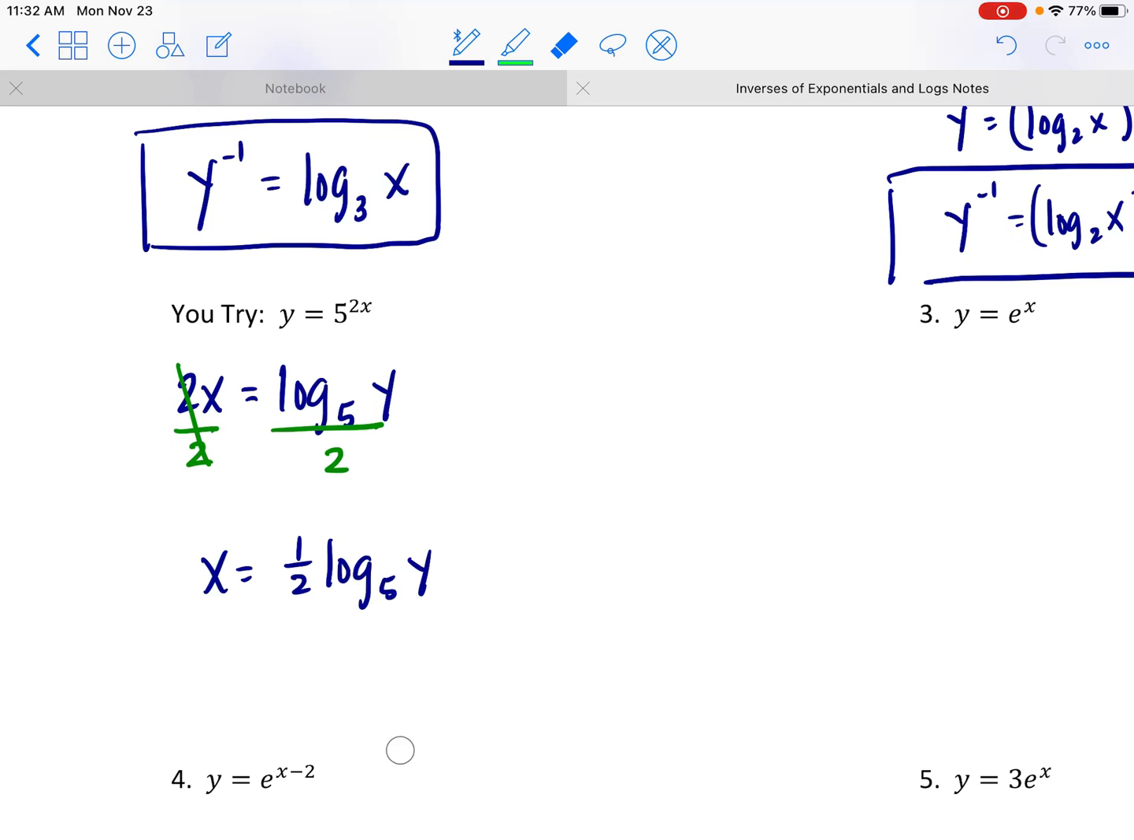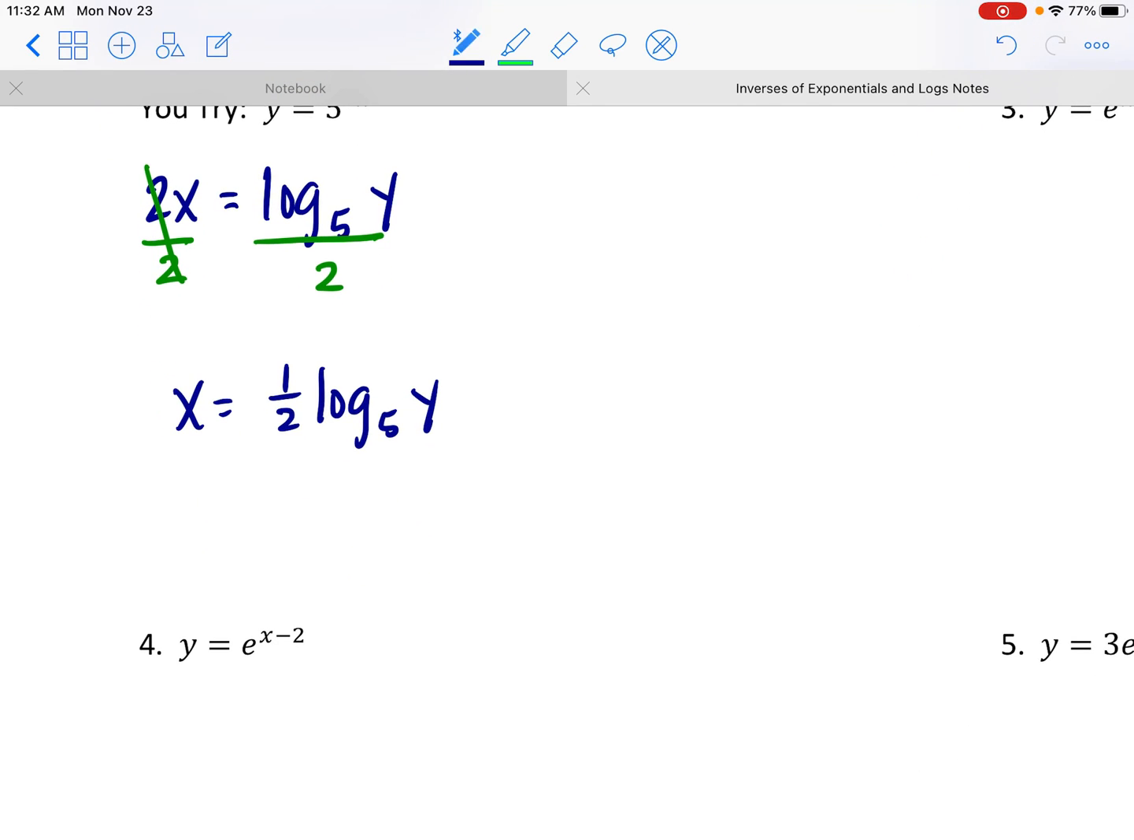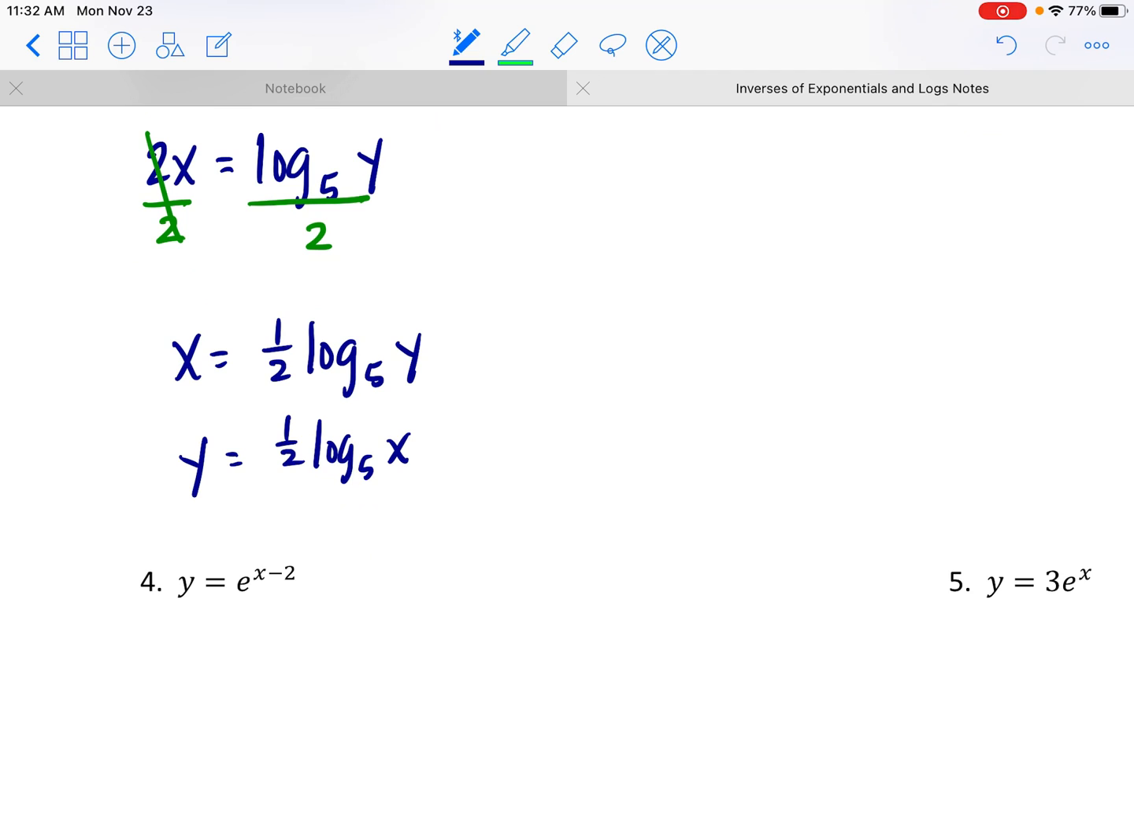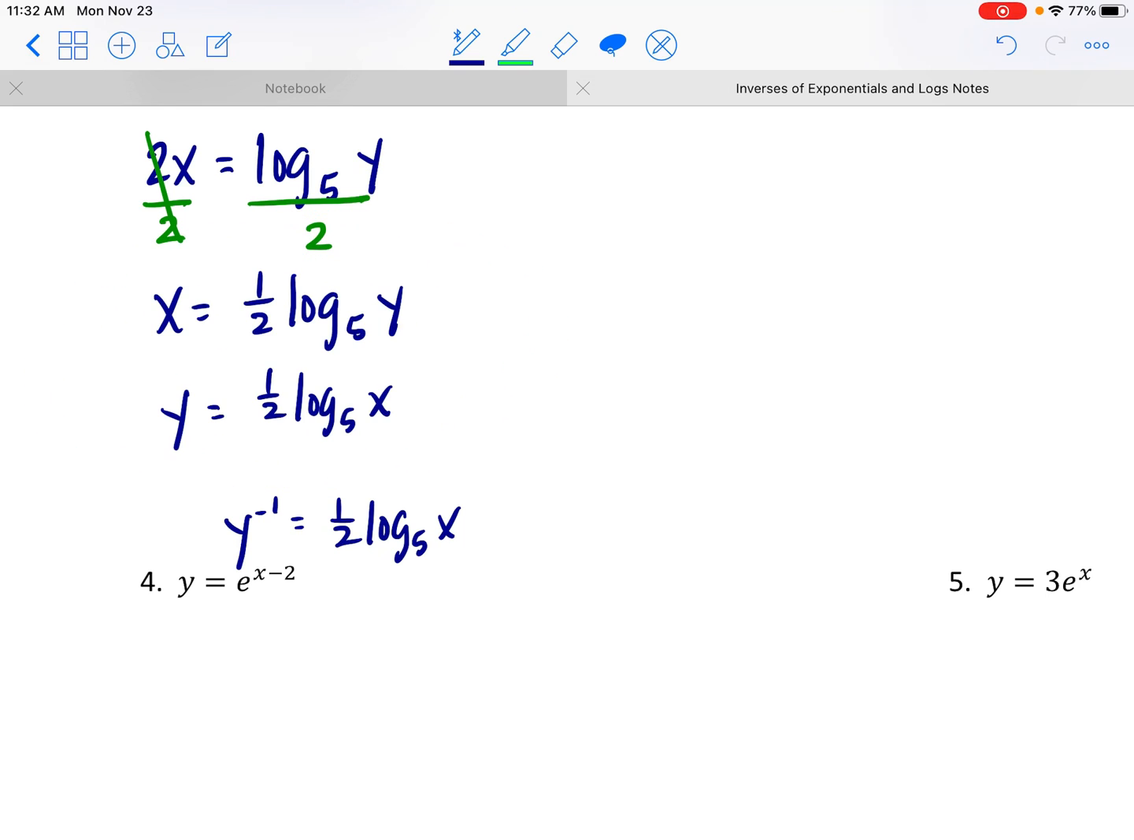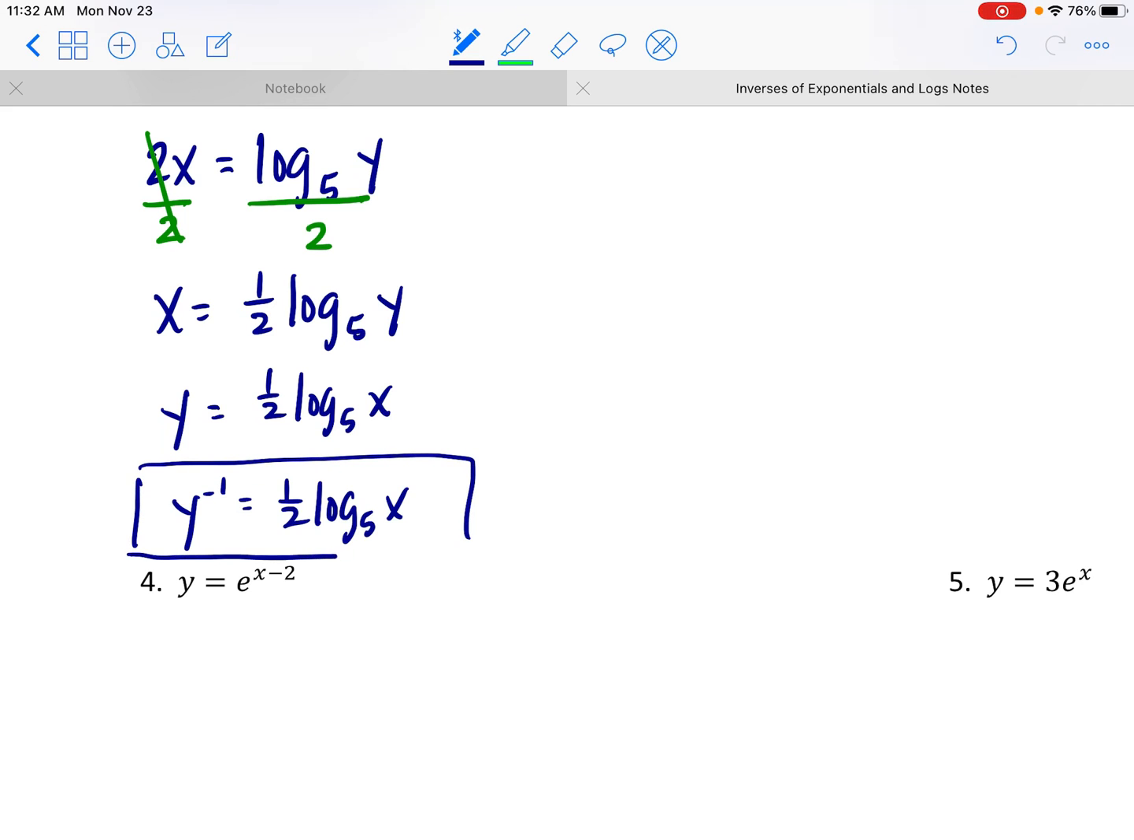Okay, x is all by itself, and so once we've solved for x, we switch x and y. Y equals 1/2 log base 5 of x, and then we're going to call it the inverse. So y inverse equals 1/2 log base 5 of x. And that just got a little bit squishy. So there we are. That is our inverse function.